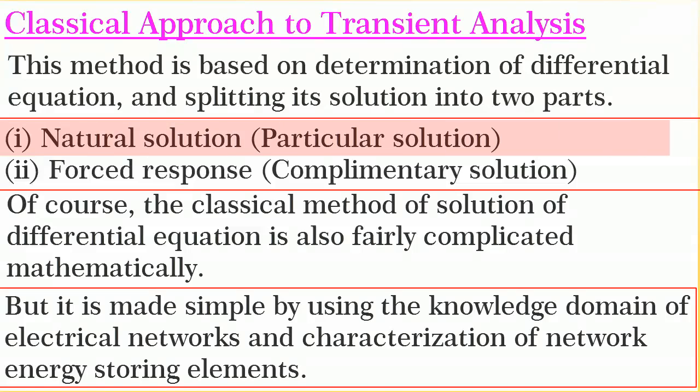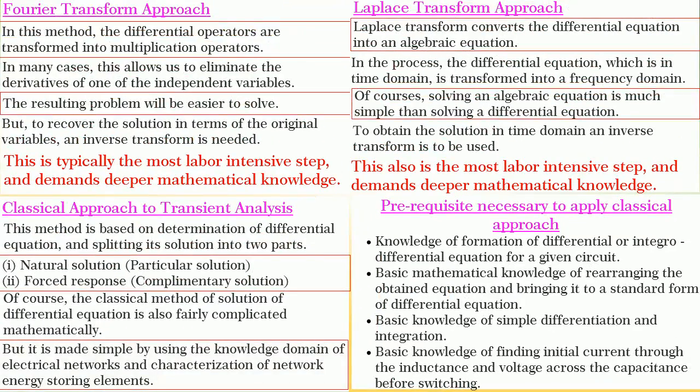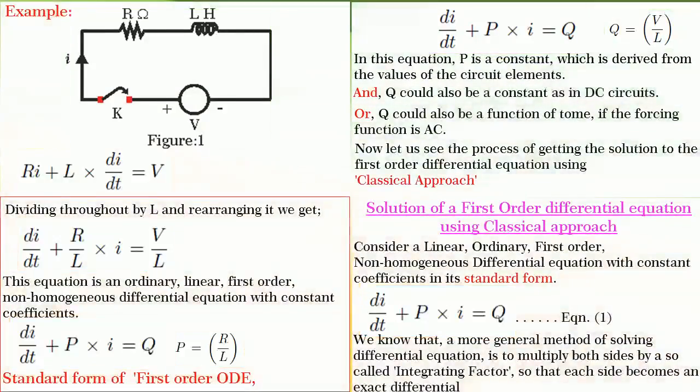One part is a natural solution and the other is a complementary solution. Of course, the classical method of solution is also fairly complicated mathematically, but it is made simple by using the knowledge domain of electrical networks and the characterization of network elements. I will tell you how simple it is.